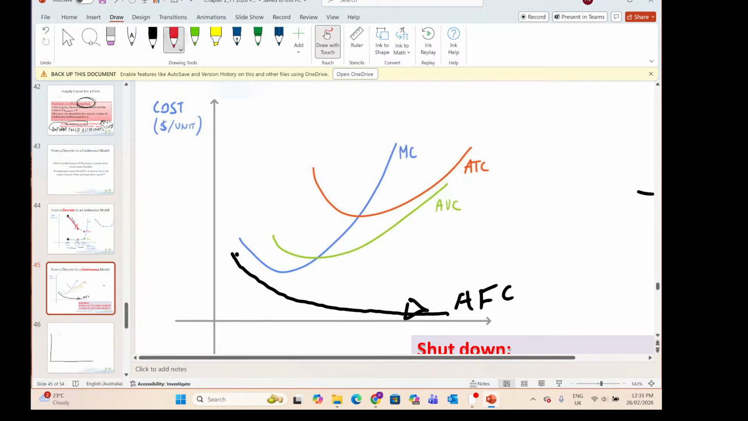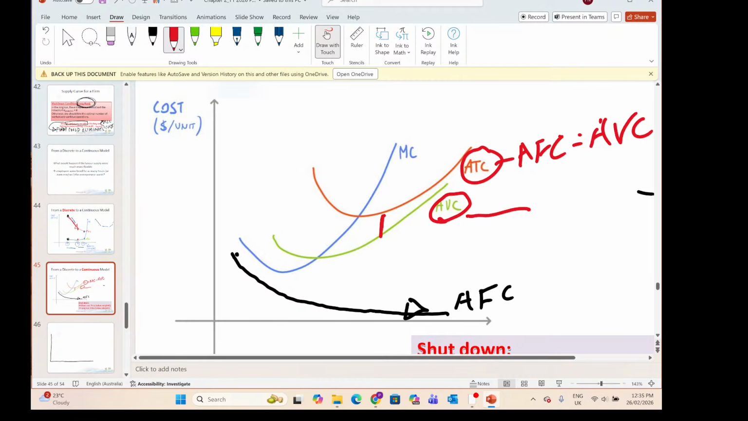And here is our total cost curve, ATC. It comes down and it goes up. Here is our variable cost curve. So we know that our variable cost curve is not the same as our total cost curve, because our average total cost minus our average fixed cost would equal our average variable cost. In other words, the difference between our total cost, which I'm marking as a dot, and our variable cost, that distance is our fixed cost.